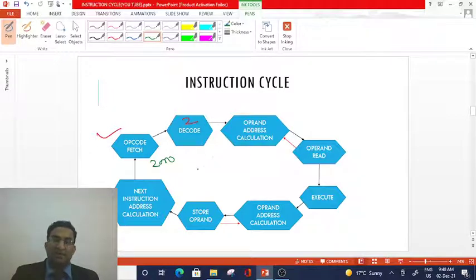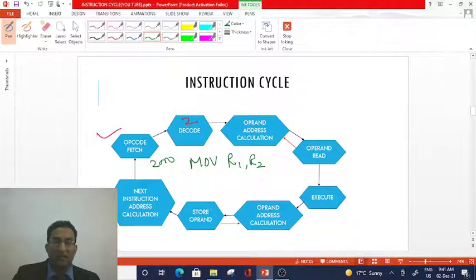Now as this instruction is move R1 comma R2, R1 and R2 are the two operands which are themselves present in the processor. So there is no operand address calculation. Simply the processor will go to the stage of execution and it will execute this particular instruction and transfer the value of R2 to the R1. After the execution, the result is itself inside the processor. We don't have to store this result into the memory.